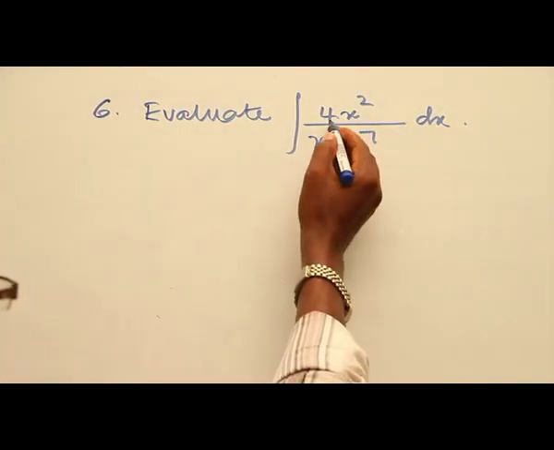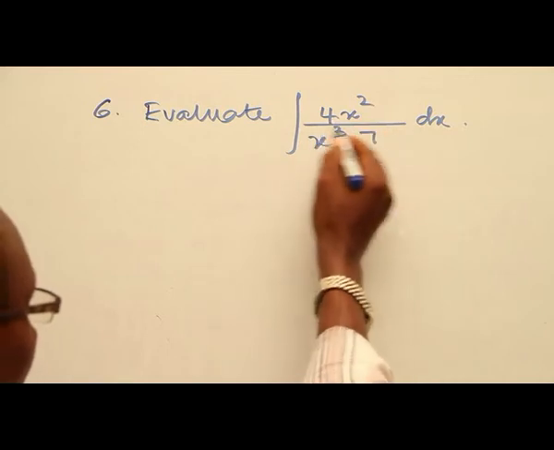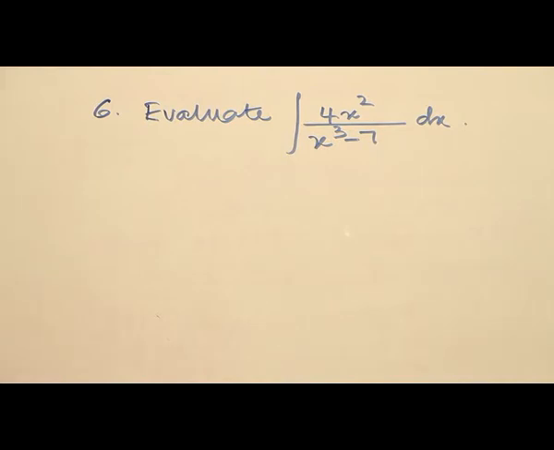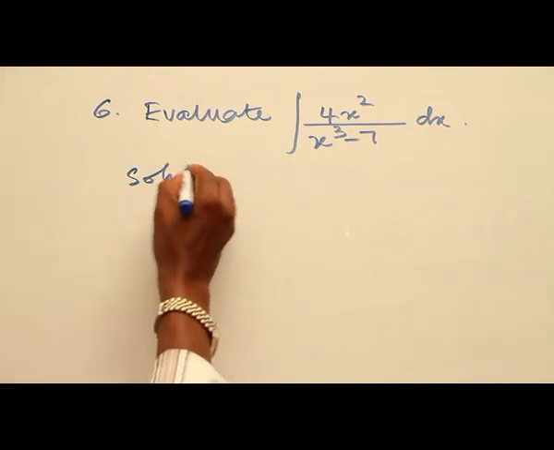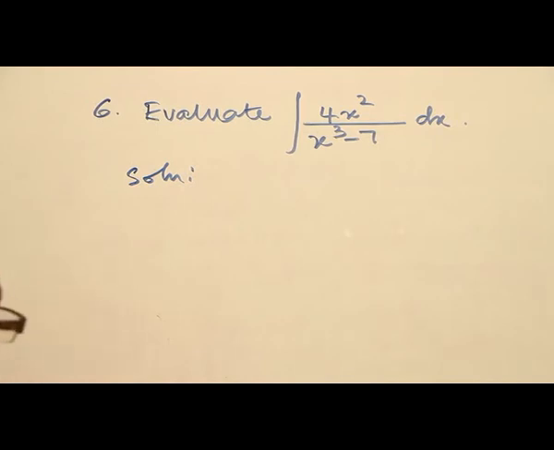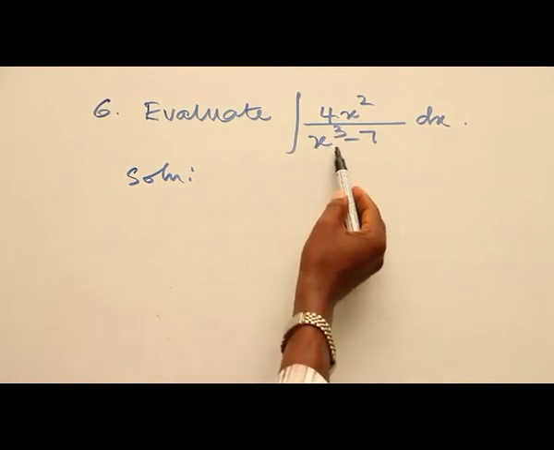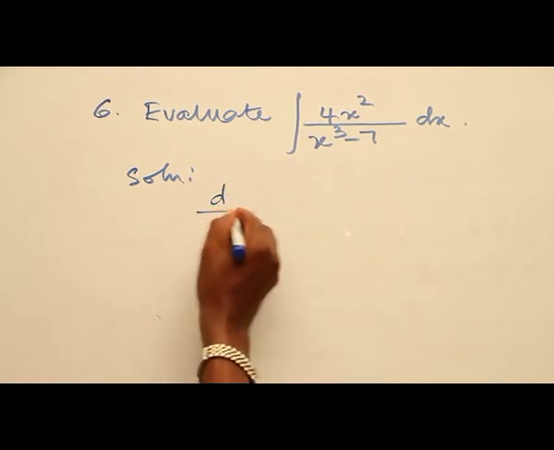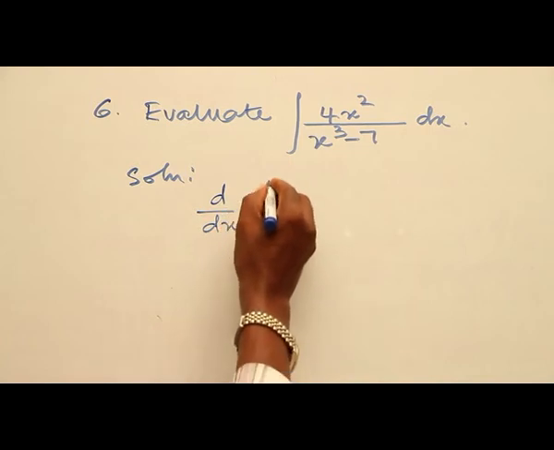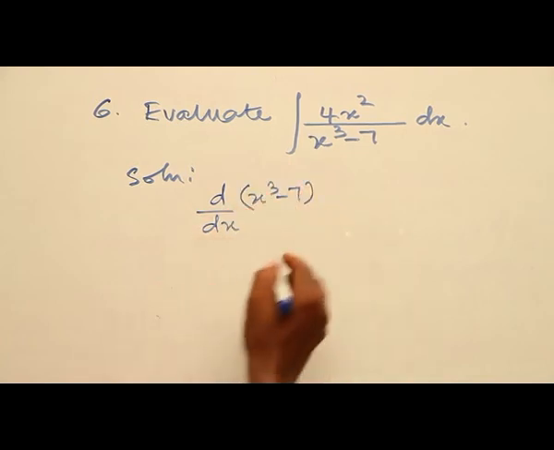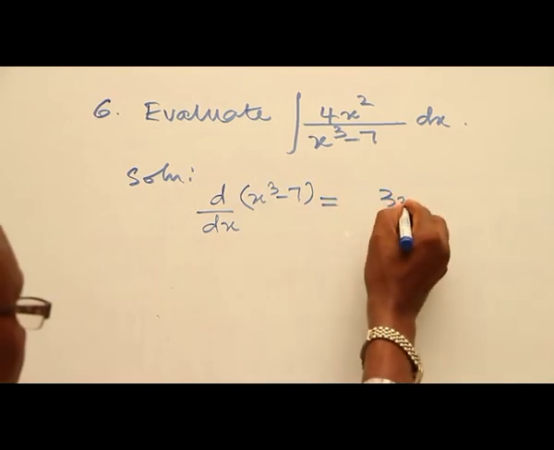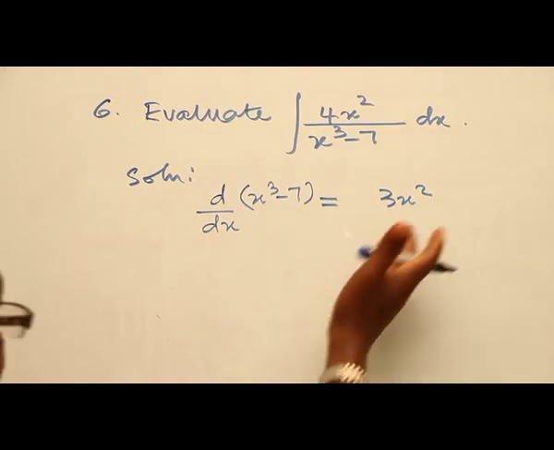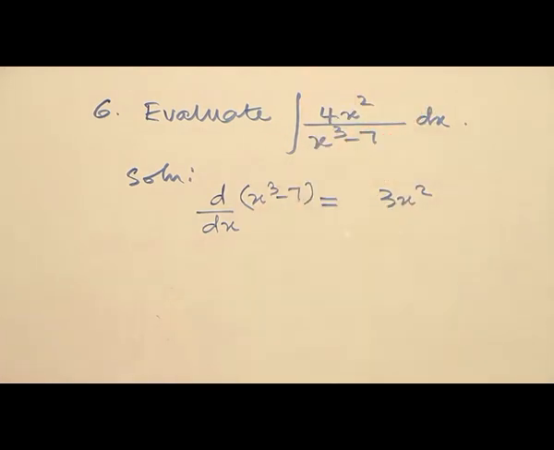Example number 6. Evaluate the integral of 4s squared all over s cubed minus 7 with respect to s. Now, our solution, if you take a look at this, if we differentiate s cubed minus 7, let's do it, the derivative of s cubed minus 7 will give you 3s squared. And of course, the numerator has s squared, and it's also having a 4.